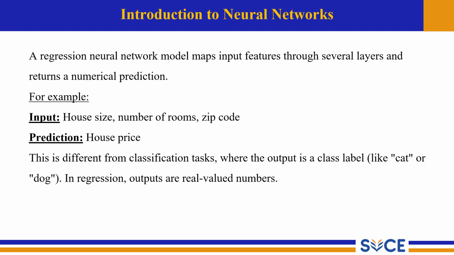Using these input values, we will predict the output like the price of the house, and this differs from the classification task, where the output is a category or a class label, such as identifying an image as a cat or a dog. In a regression problem, the outputs are continuous real valued numbers rather than discrete labels. So in regression, the outputs are real valued numbers.